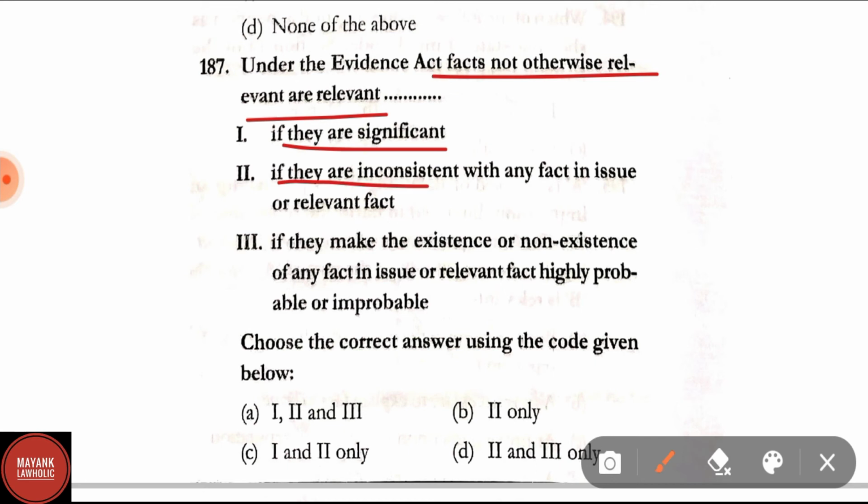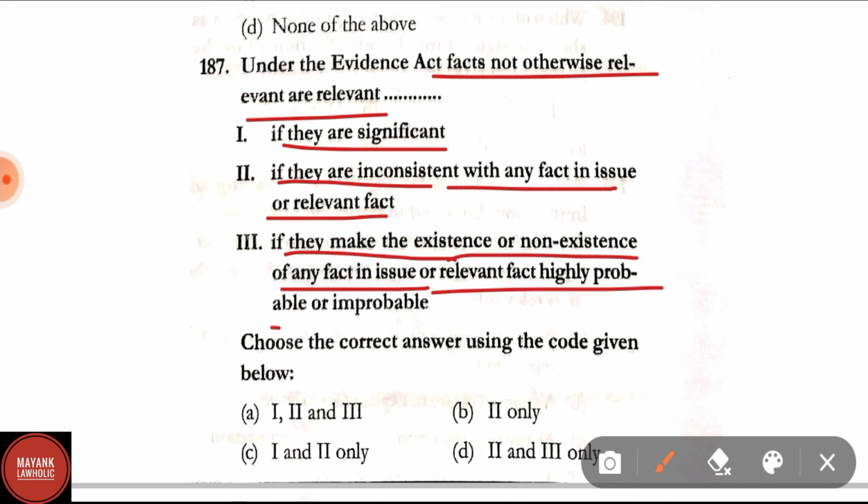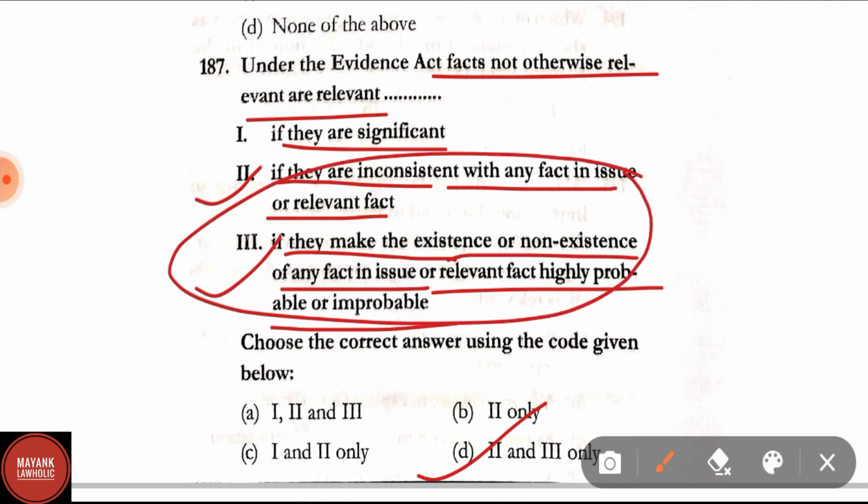Options: statement second, if they are inconsistent with any fact in issue or relevant fact. Statement third, if they make the existence or non-existence of any fact in issue or relevant fact highly probable or improbable. Here correct answer is option D, that is second and third statement are correct. Facts not otherwise relevant are relevant if they are inconsistent with any fact in issue or relevant fact, if they make the existence or non-existence of any fact in issue or relevant fact highly probable or improbable.